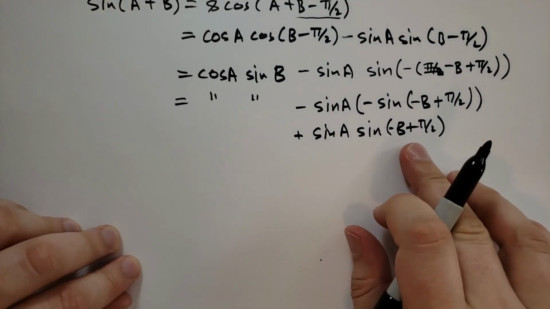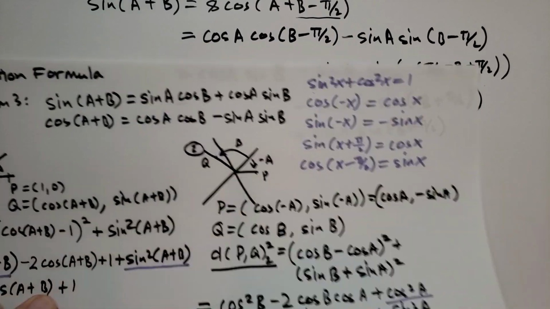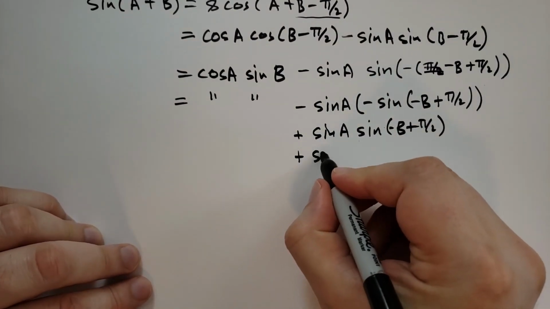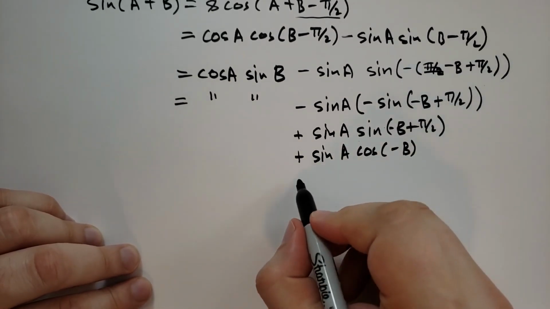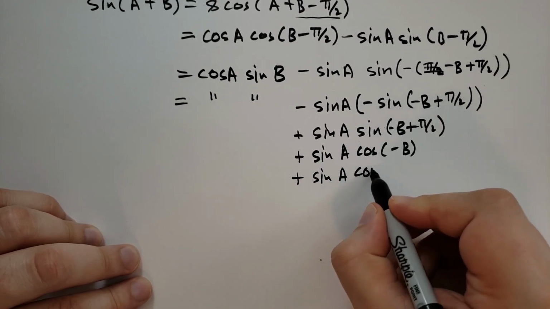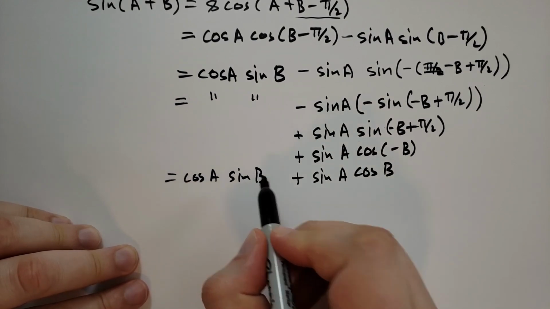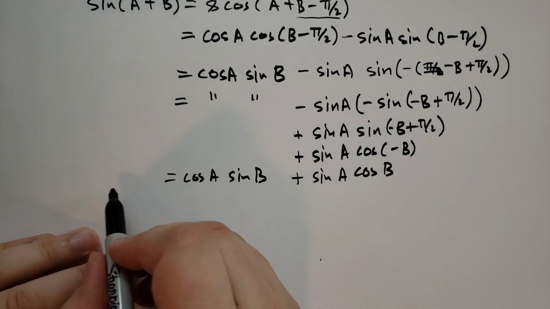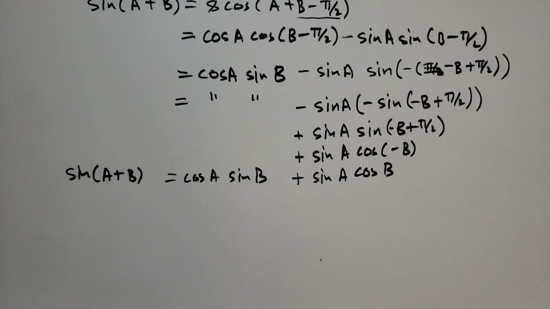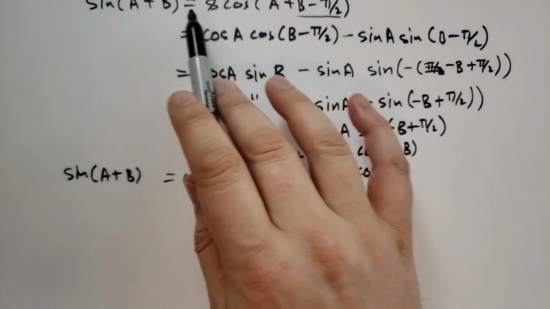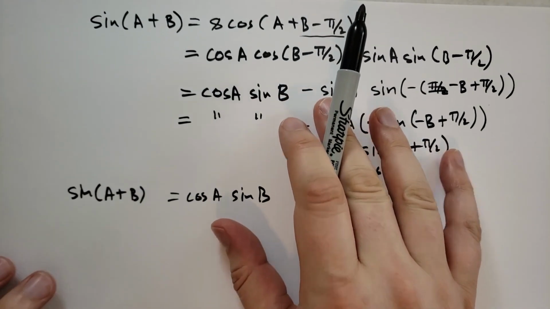Well, when we're adding pi over 2 to an angle, if we take sine and we add pi over 2, that's the same as cosine of that angle. So this is plus sine A times cosine of minus B. And cosine of minus B is just cosine of B. So we get sine of A cosine of B. So this is equal to cosine of A sine of B plus sine of A cosine of B. So sine of A plus B is equal to this. That was rather easy to prove. The trick here was converting this to a cosine by subtracting pi over 2 radians.